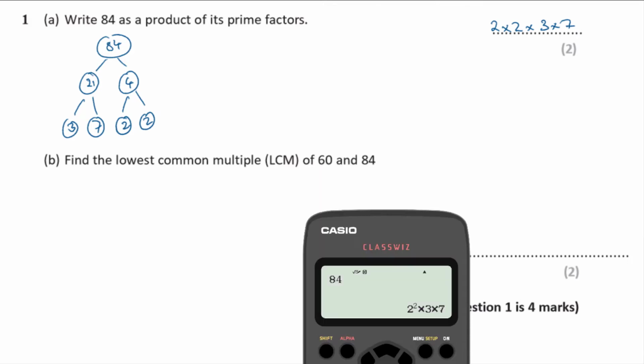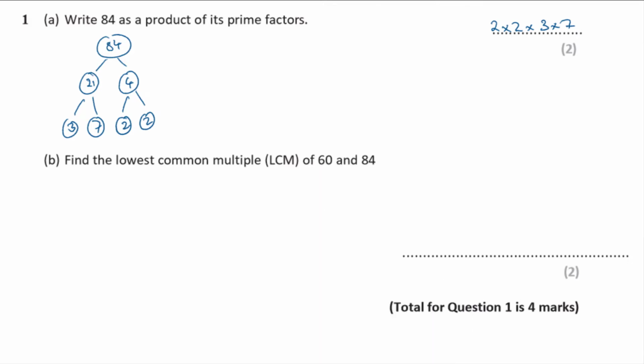Okay, then on to B. Find the lowest common multiple, or LCM, of 60 and 84. Now there is an exhaustive approach where you can just list all the multiples of 60 and 84 out, so the multiples are 60, 120, 180 and so on. But with large numbers that are quite close together, you can be there for quite a while before you can actually find the number. A better way is to use prime factor decomposition.